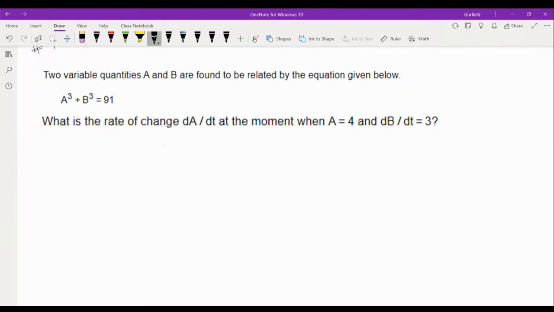All right, so here we're finding the rate of change of dA by dt. That means we're taking the derivative with respect to time. So we're taking d by dt of this whole problem: A to the third plus B to the third is equal to 91.